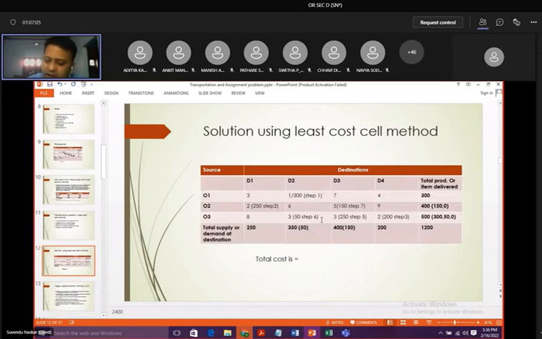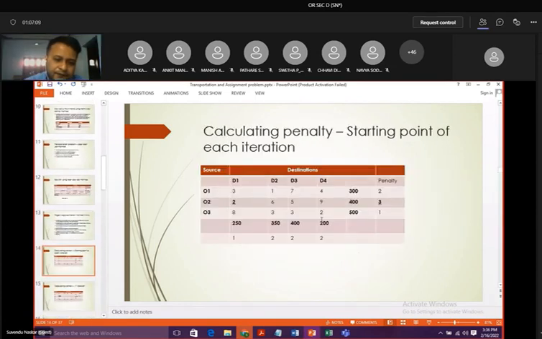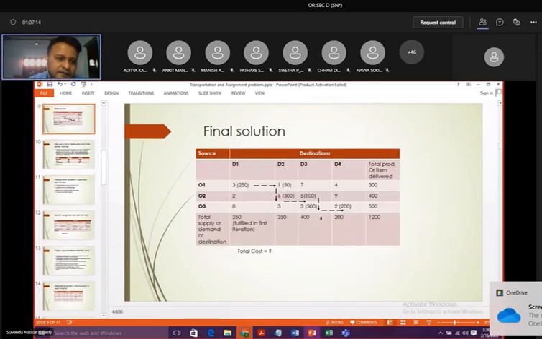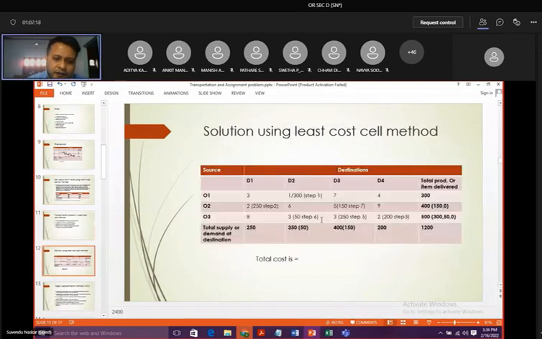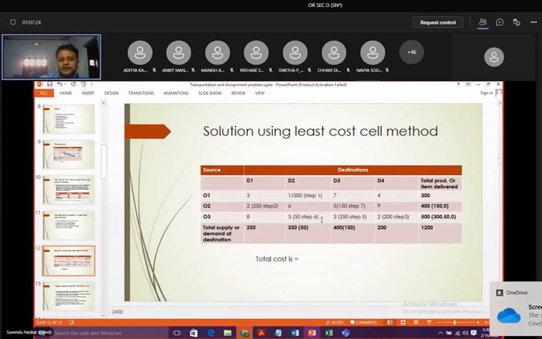But has anybody got any doubt here? Okay, fine. If not, we'll proceed to the next one, which is called Vogel's approximation method, VAM. It's a more widely used approximation method, but it requires a little bit of close concentration.